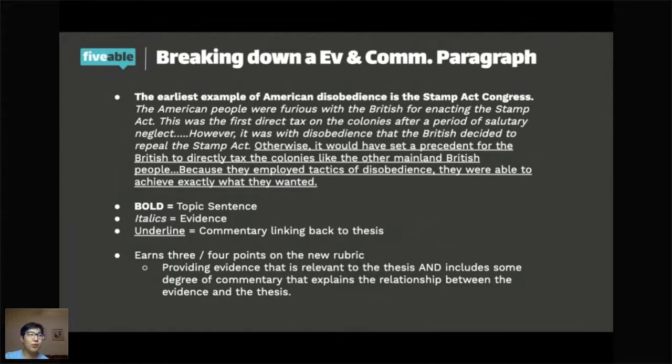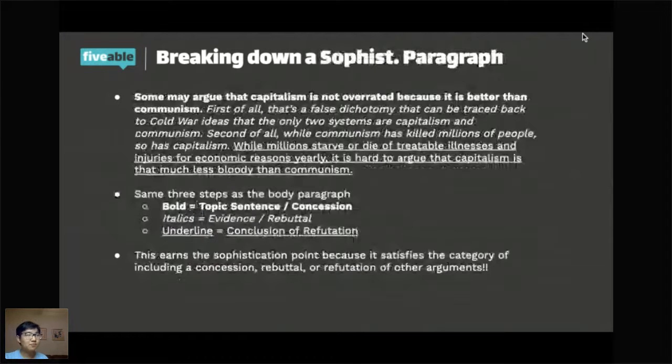So this would earn about 3 to 4 points, because in terms of evidence and commentary, it does provide evidence that is relevant to the thesis. It includes some commentary that explains the relationship between the evidence and the thesis. I don't give this a full 4 points because I don't necessarily know if this is what College Board deems explicit commentary or strong evidence, but I still think this is a good example in which you could write evidence and commentary. All right, so let's talk about sophistication.